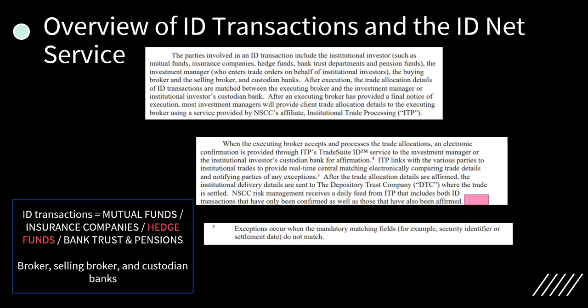The ITP links with the various parties to institutional trades to provide real-time central matching, electronically comparing trade details and notifying parties of any exceptions. Now, it says exceptions occur when the mandatory matching fields do not match. After the trade allocation details are affirmed, the institutional delivery details are sent to the Depository Trust Company, or the DTC, where they are finally settled. Now, NSCC Risk Management receives a daily feed from ITP that includes both ID transactions that have only been confirmed, as well as those that have been affirmed.